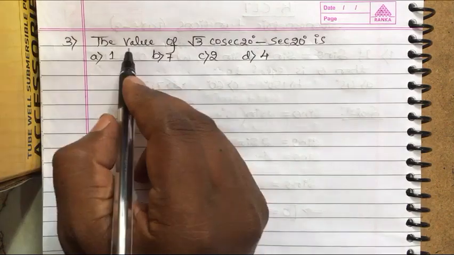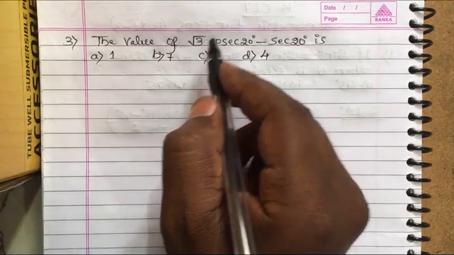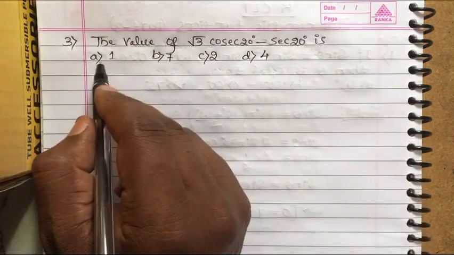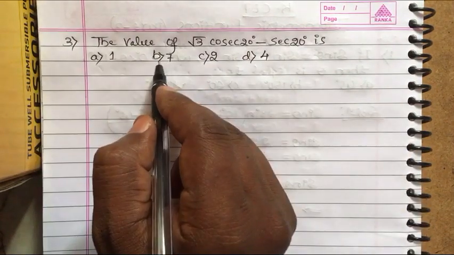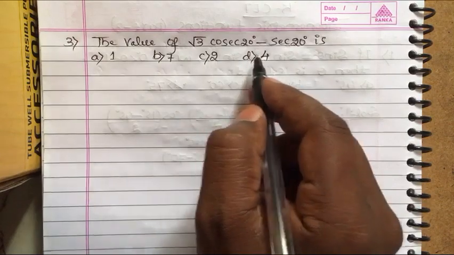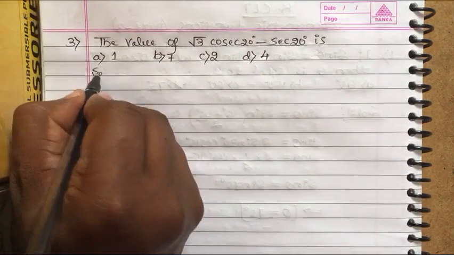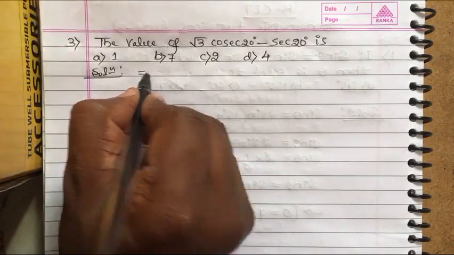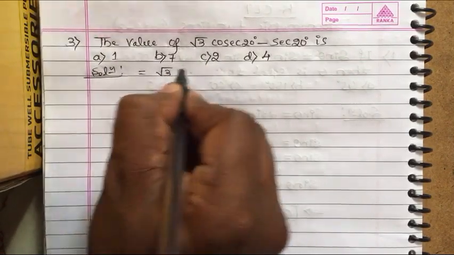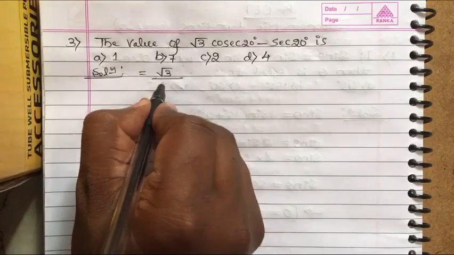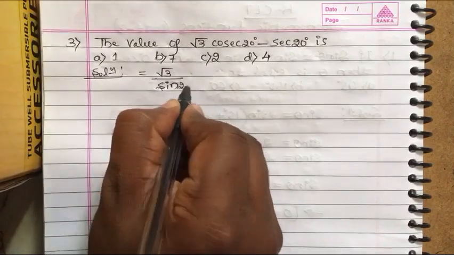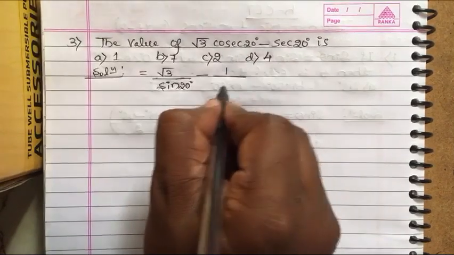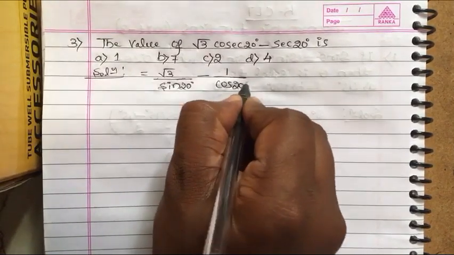The third question, it is the value of root 3 into cosec 20 degree minus sec 20 degree is option A, it is 1, option B, it is 7, option C, it is 2, option D, it is 4. Let us solve this. So here root 3 cosec 20 can be written as root 3 by sin 20 degree. Then minus sec 20 can be written as 1 by cos 20 degree.